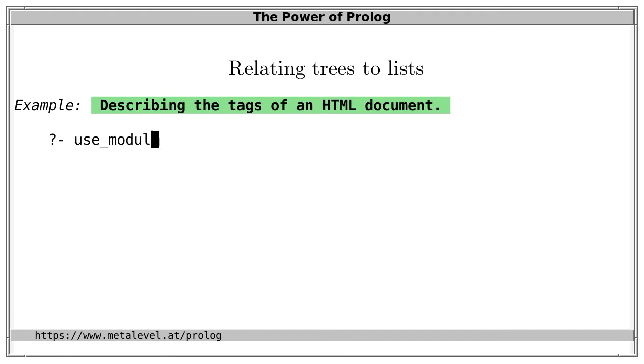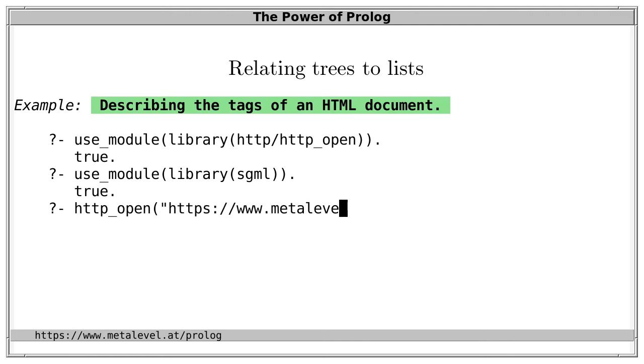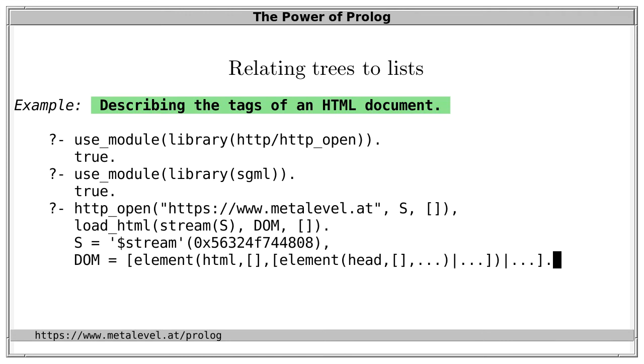And let's fetch the document from a website using Scryer Prolog's HTTP Open library by Adrián Arroyo. And also we use library SGML to represent the document as a tree. So we open a connection to, say, my homepage, obtaining a stream S using the default options, and we use that stream to load an HTML document represented as a document object model, a DOM, again with the default options. And as answer, we get such a nested term.